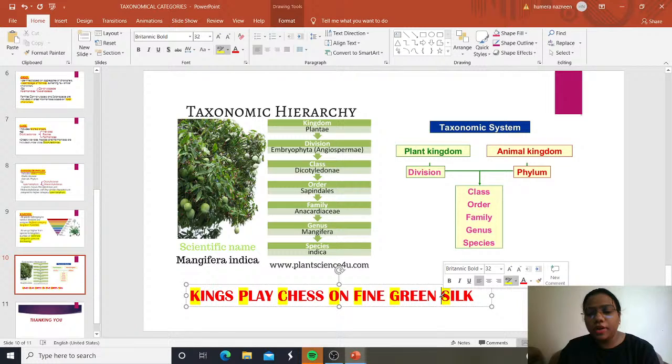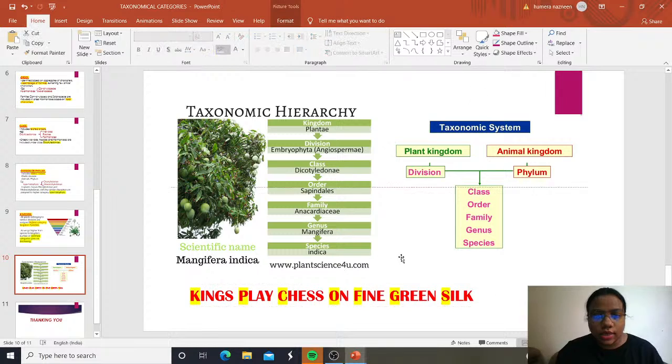So if you want to remember just a single sentence, it is: Kings play chess on fine green silk. Clear? Kings play chess on fine green silk. So 7 are there: kingdom, phylum, class, order, family, genus and species.